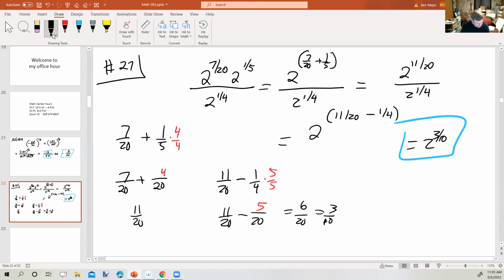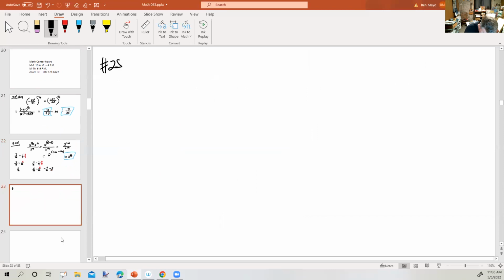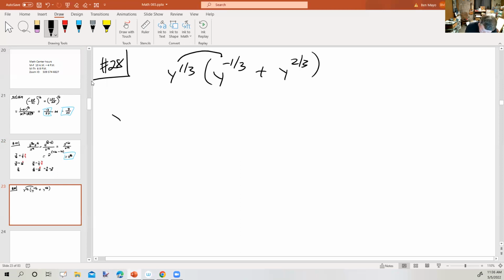All righty, that takes us to number 28. And again, these are all from section 9.2. Perform the multiplications. The variable represents a positive real number. Simplify your answer completely. So we've got y to the 1/3 power times the quantity y to the negative 1/3 plus y to the 2/3 power. So we're going to distribute. We're going to have y to the 1/3 power times y to the negative 1/3 power plus y to the 1/3 power times y to the 2/3 power.